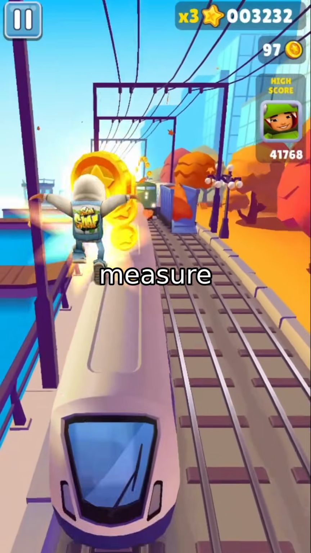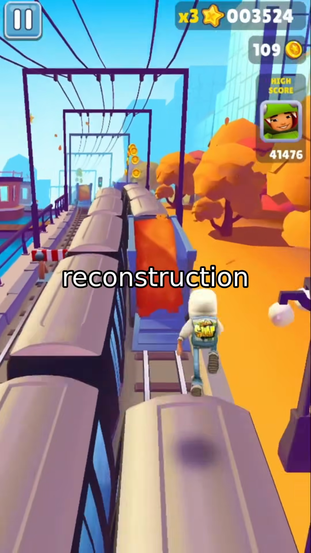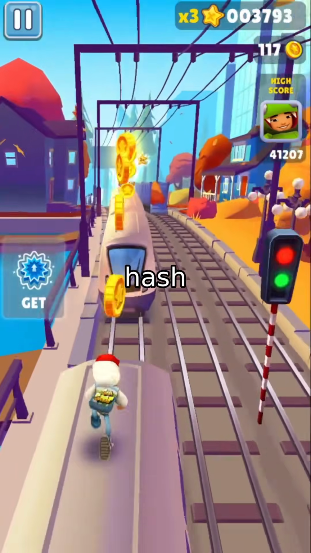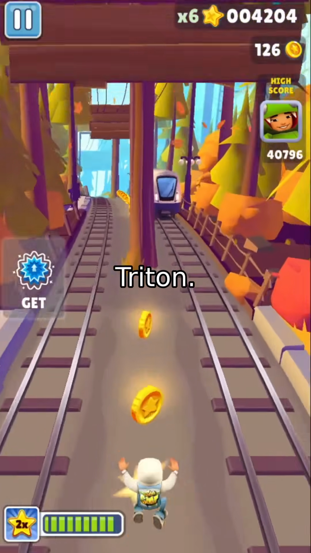Most GPU benchmarks measure dense matrix math, where every language shines. But real-time 3D reconstruction and sparse workloads are brutally irregular. So we ran the exact same hash block TSDF fusion kernel in CUDA C++, Rust through cuda-oxide, and Triton.